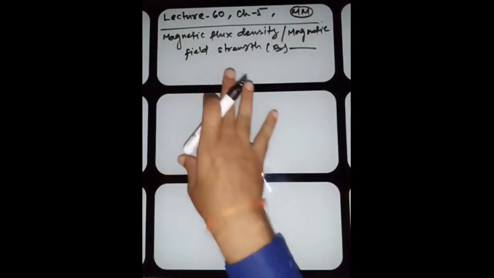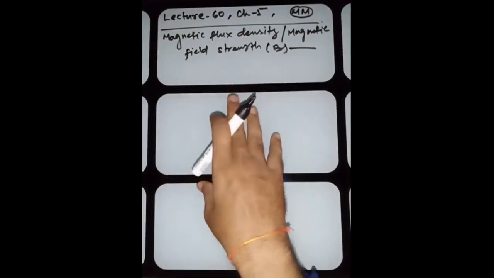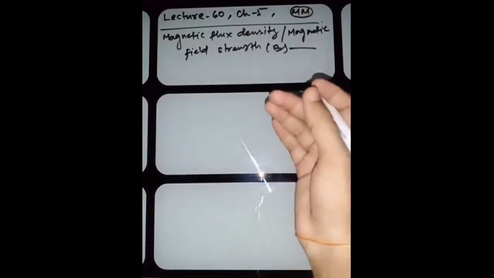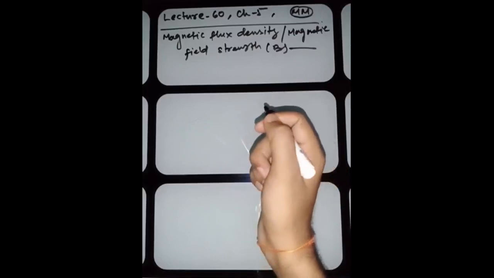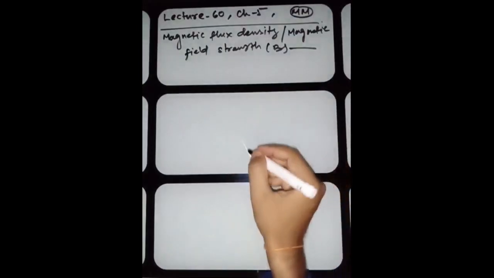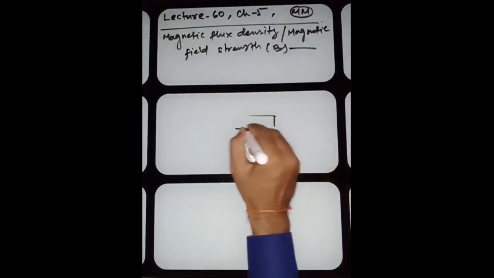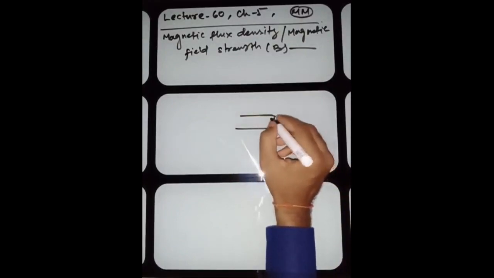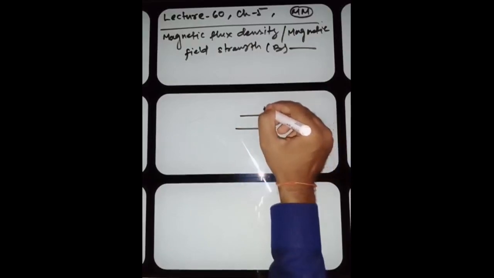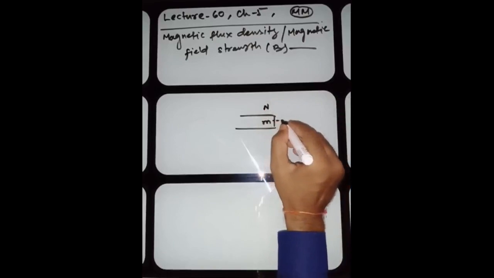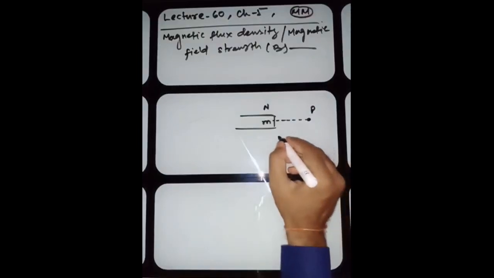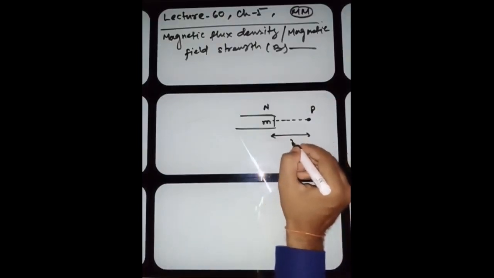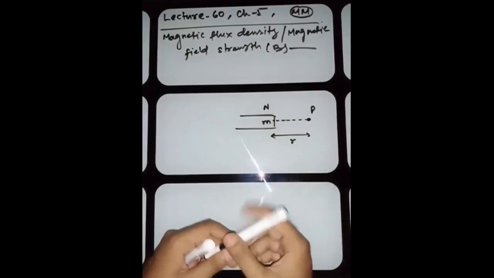So you can write the definition, my student, here that this magnetic flux density or the magnetic field strength is defined as the force per unit pole strength. Force per unit pole strength. Suppose you are having a pole here. Suppose the pole strength is M and this is the normal. At some distance R, at this point P, you have to find out the magnetic field strength.